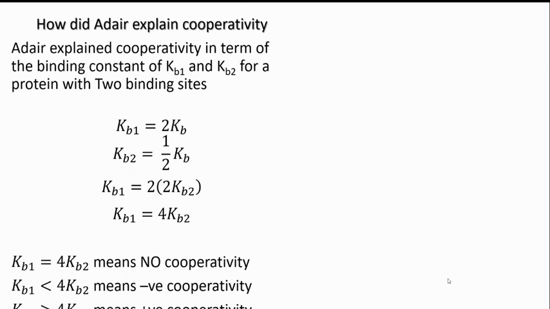Okay? Now, this last relationship will help us to interpret cooperativity. So, Adair is saying, if KB1 is equal to 4 times KB2, it means there's no cooperativity. It says if KB1 is less than 4 times KB2, it means negative cooperativity. And if KB1 is greater than 4 times KB2, it means there is positive cooperativity. So with these two, we can explain cooperativity, whether by the step-to-step binding equation or that of the Hill equation.